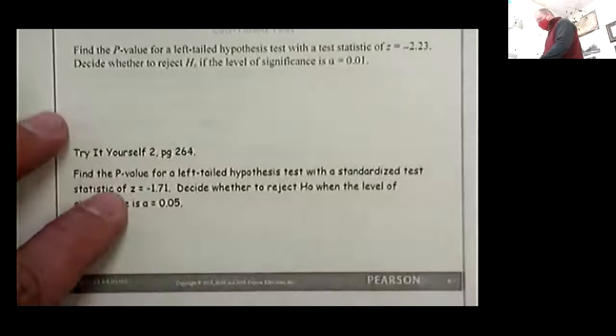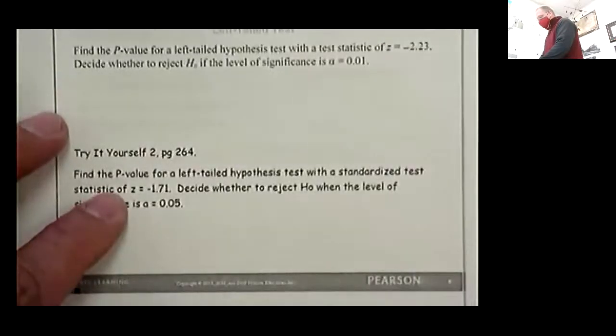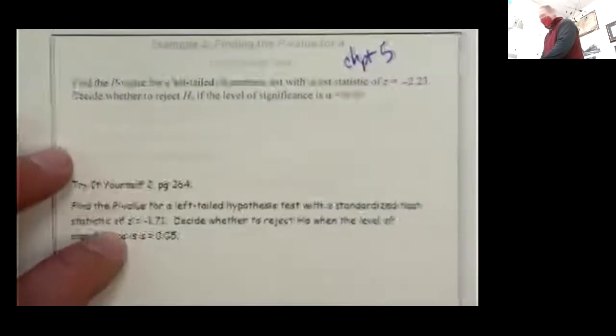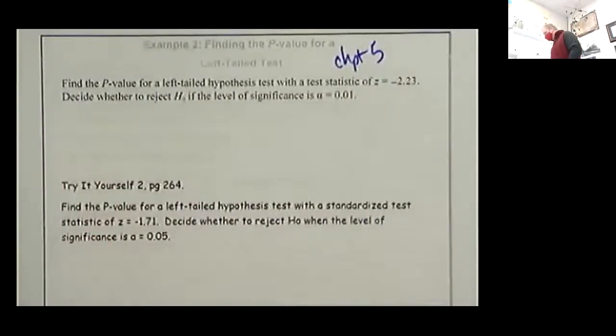So again, we're going to build up. So we're going back to what we did in chapter 5. So we're using chapter 5 material here. Find the p-value for a left tail hypothesis test with a test statistic of -2.23. Decide whether to reject the null if the level of significance is alpha of 0.01.